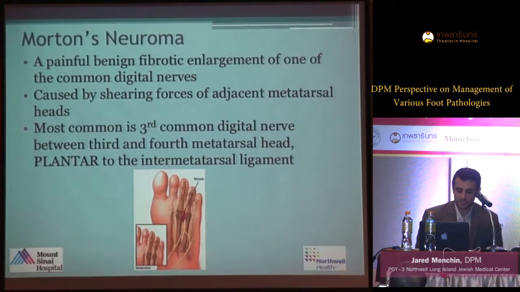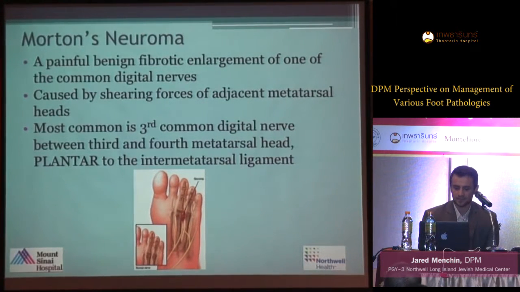Okay, next condition. This isn't necessarily something that's going to have a direct effect on a diabetic, but we see it a lot in our healthier population. It's called a Morton's neuroma, and this is a painful, benign fibrotic enlargement of one of our common digital nerves. This is caused by shearing forces of adjacent metatarsal heads. So this neuroma is not a true tumor. It is just a benign fibrotic enlargement caused by shearing force.